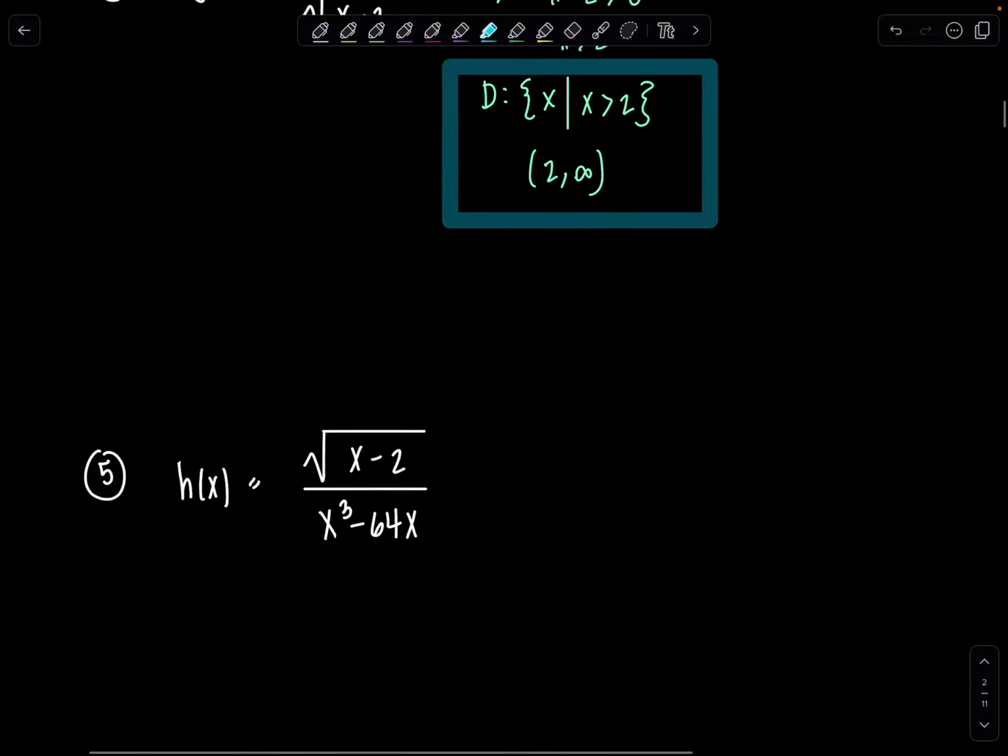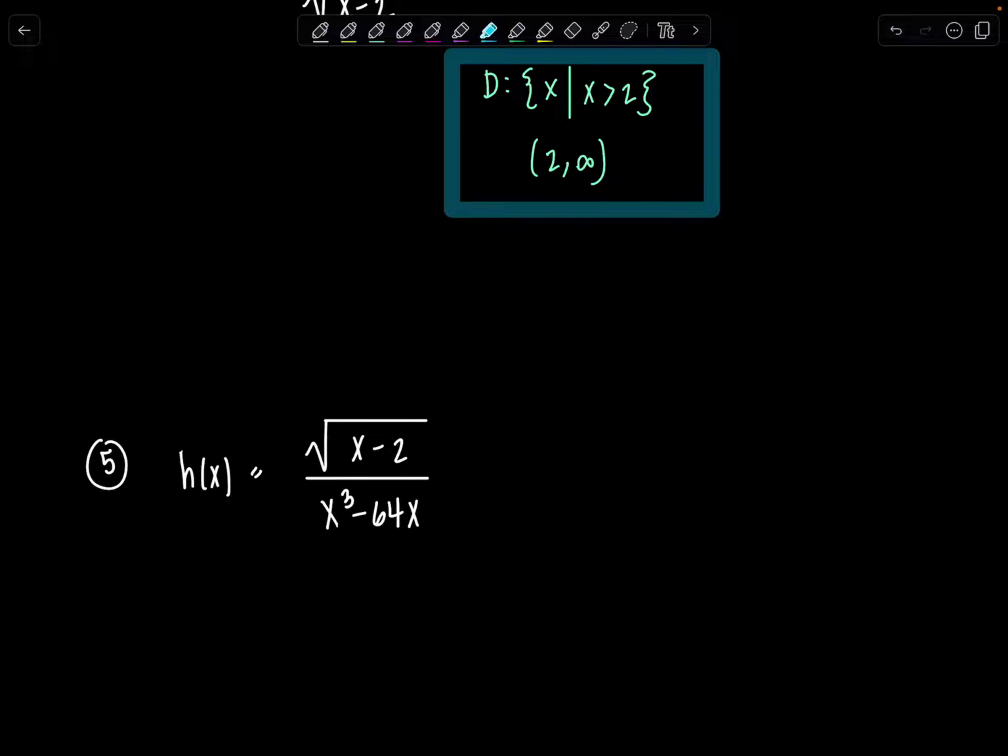H of x equals square root of x minus 2 over x cubed minus 64x. I know I took things to the next level, didn't I? So we have multiple things to consider. First and foremost, I have radical with an even index. It's in the numerator this time. Okay, so that means x minus 2 has to be greater than or equal to 0. So x has to be greater than or equal to 2. That's from the numerator.